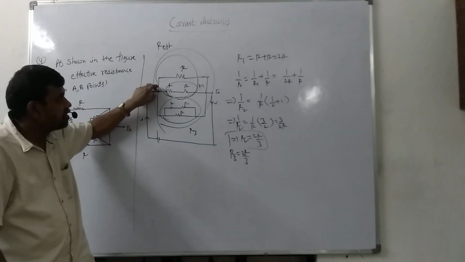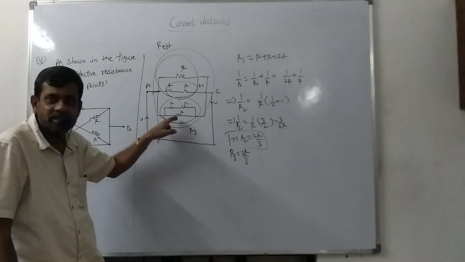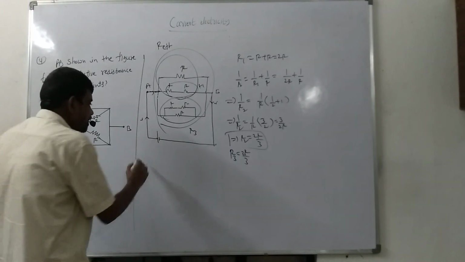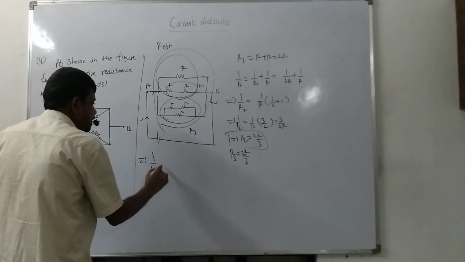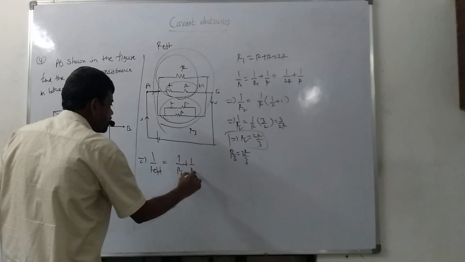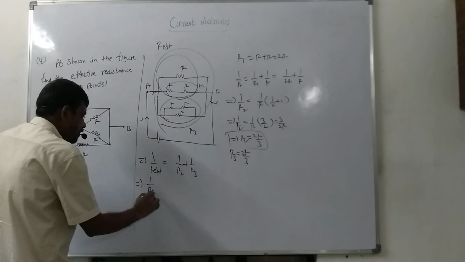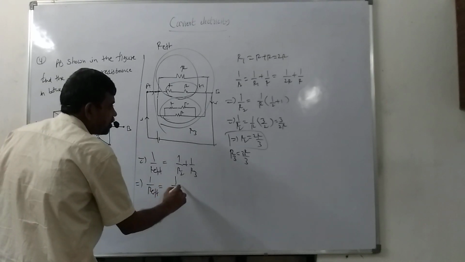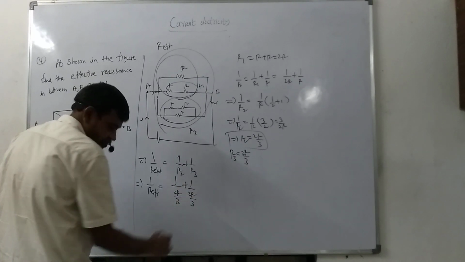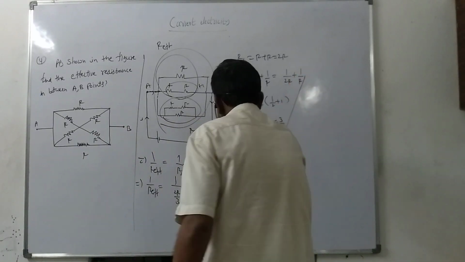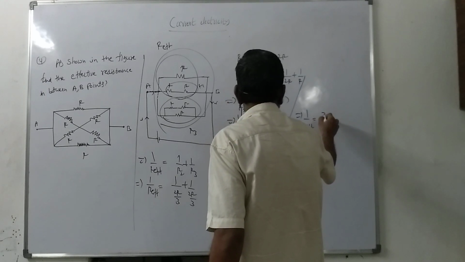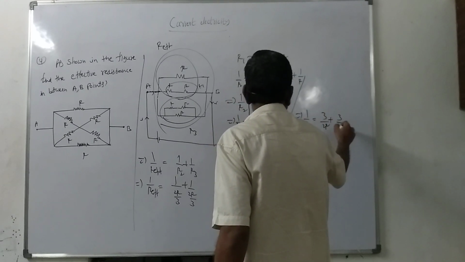When current comes here, from this effective some goes, from this effective some goes. So this effective and this effective are again parallel. So what is that? R effective equals 1 by R2 plus 1 by R3. So for R effective, what is the 1 by R2? R2 value is 2R by 3. Now you write this as 3 by 2R. 1 by R effective equals 3 by 2R plus 3 by 2R.